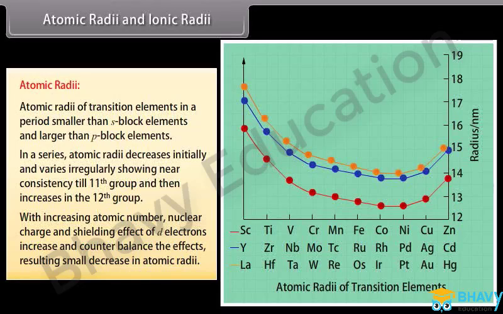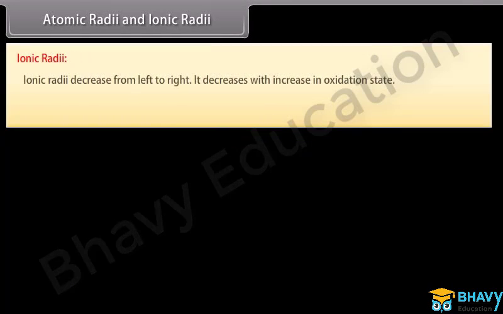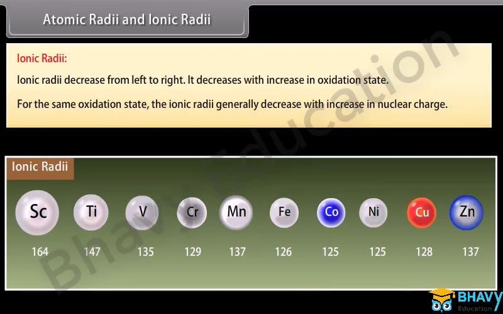In zinc, cadmium and mercury, there is an increase in atomic radii due to electron repulsion which exceeds the nucleus' attraction on the outermost shell. Ionic radii. Ionic radii decrease from left to right. It decreases with increase in oxidation state. For the same oxidation state, the ionic radii generally decrease with increase in nuclear charge.